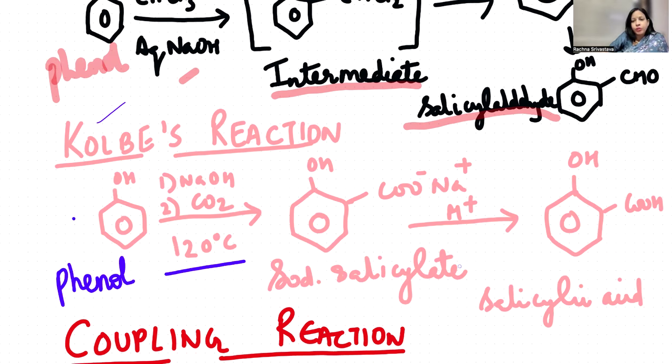You are introduced with this group on the ring at the ortho position. So the name of this compound is sodium salicylate, and this is not an addition product, so I am not using any square bracket here. Now when this sodium salicylate undergoes acidification, because on the arrow what is written? H plus ion. So sodium salicylate on acidification gives salicylic acid. Again it covers your conversion question.